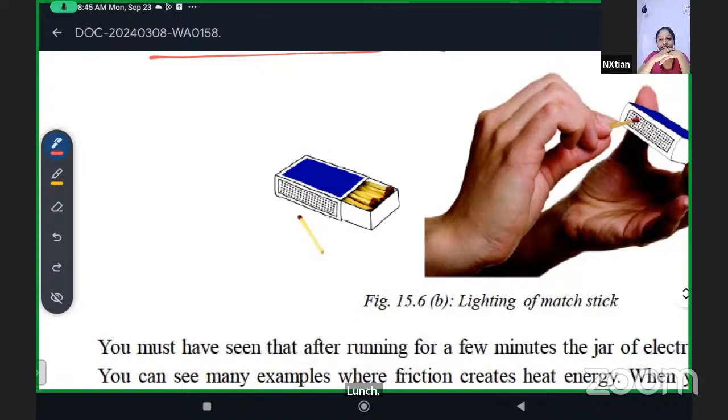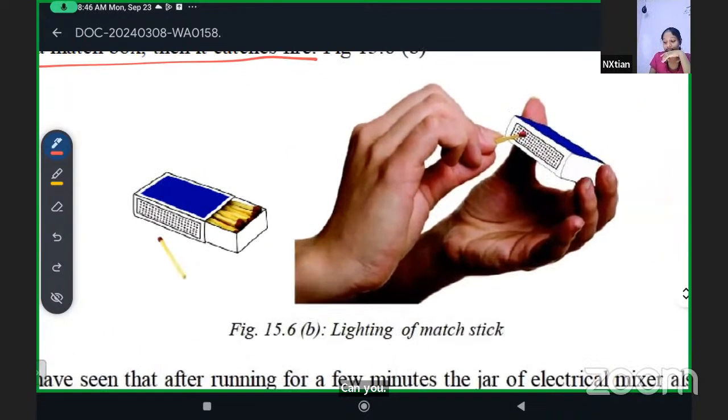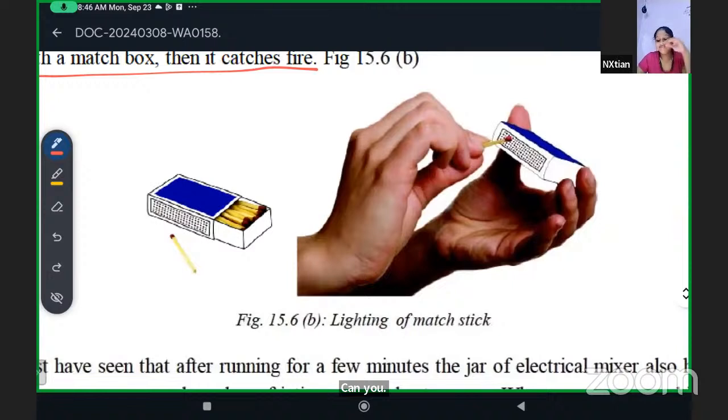The picture looks like a real hand with a real matchstick, but a fake matchbox, like a drawing of it. Yes. Real hand, real matchstick, but a fake matchbox.